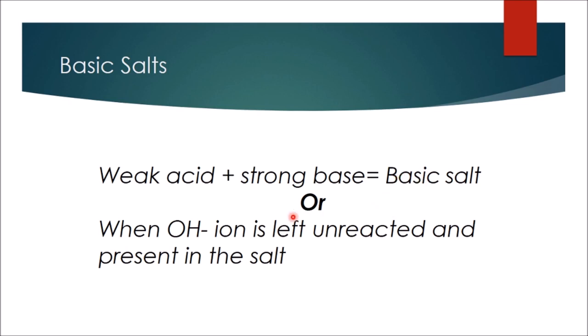Basic salts. Basic salts again have two definitions: a weak acid and a strong base. When you have a reaction between them, you have the formation of basic salt. Another definition is when you have OH ions remaining unreacted in the salt. So acidic salts contain hydrogen ion, जैसे हमने पीछे पढ़ा acidic salts में hydrogen ion होता है, basic salts में क्या होता है, OH, which is the basic ion. Okay, OH negative ion, which is hydroxyl ion. अगर hydroxyl ion आपको salt में नजर आए, so that is basic salt.